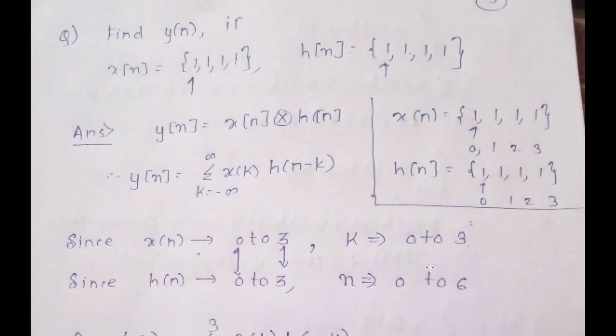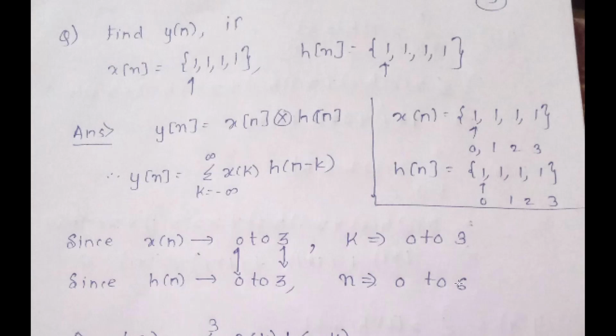So here they are giving you x of n and h of n, and asking you to find y of n. Now you know the formula: y of n is equal to x of n convolved with h of n, that is, y of n is the summation from minus infinity to infinity of x of k into h of n minus k. So the k value comes from the range of x of n, that is 0, 1, 2, 3. And the n value comes from 0 plus 0 is 0 and 3 plus 3 is 6.